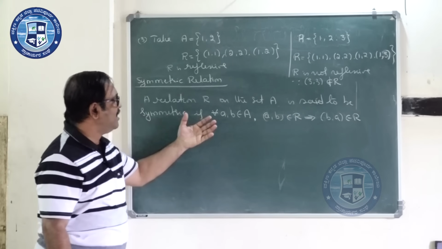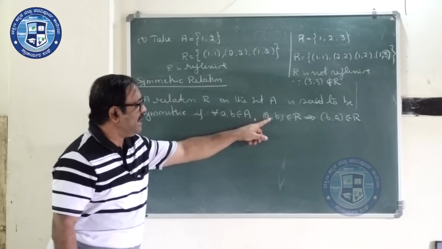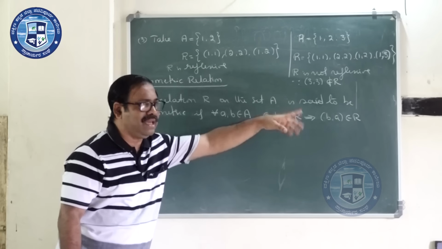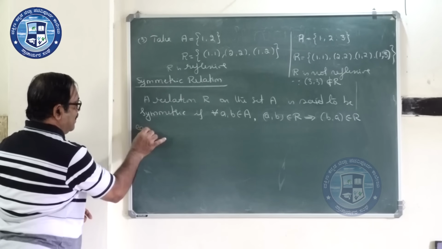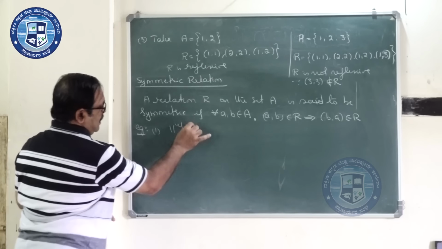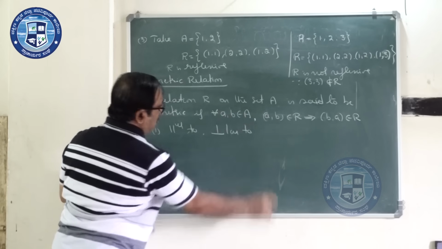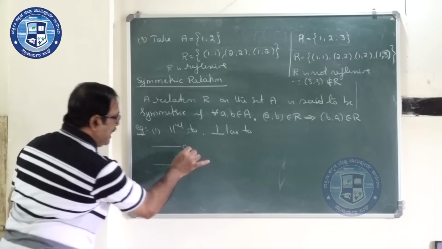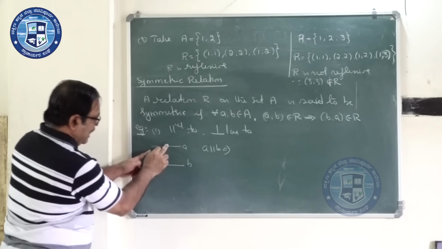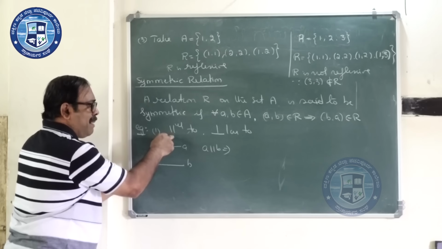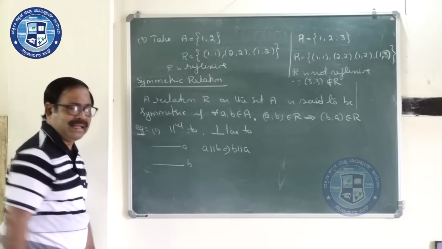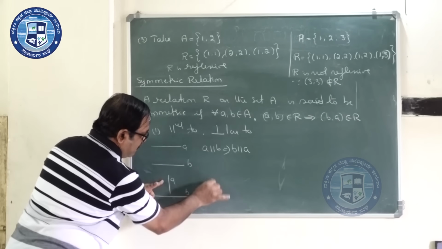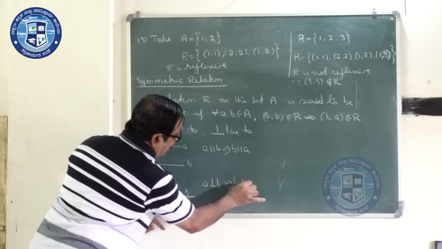That is, what is the actual definition? For all a, b belongs to A, a related to b implies b is related to a. I can give you several examples. See, parallel to and perpendicular to, both are symmetric. Why? You take two lines a, b. A is parallel to b, we can say b is parallel to a. Then we can write the second case, perpendicular. Line a is perpendicular to line b. That means b is perpendicular to a.